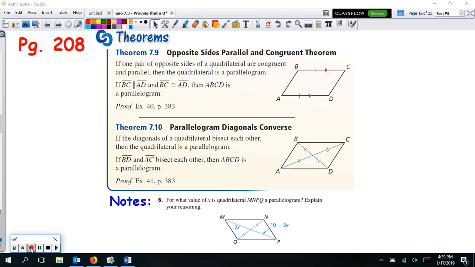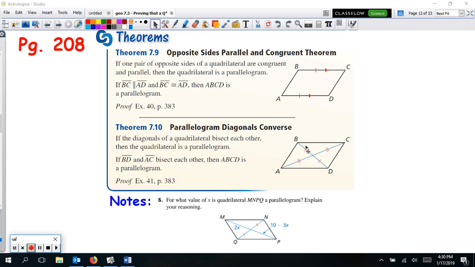Okay, on page 208, you still have this one, the opposite sides parallel and congruent theorem. I believe that's back on page 207. And then we also have the diagonals parallelogram converse. This is a new one; we didn't see this one in 7.2. So if it shows you opposite sides parallel and they're congruent as well, that's another way you can prove that it's a parallelogram.